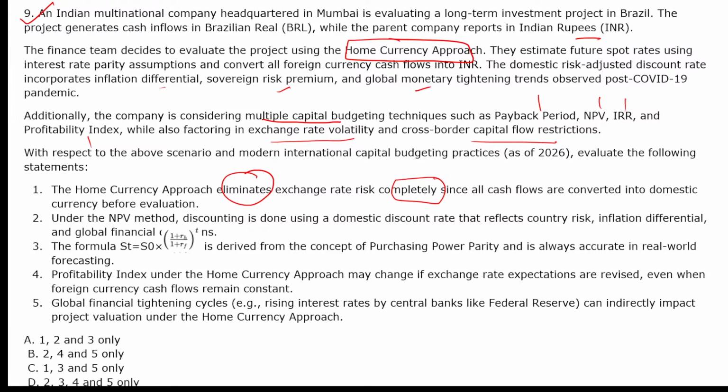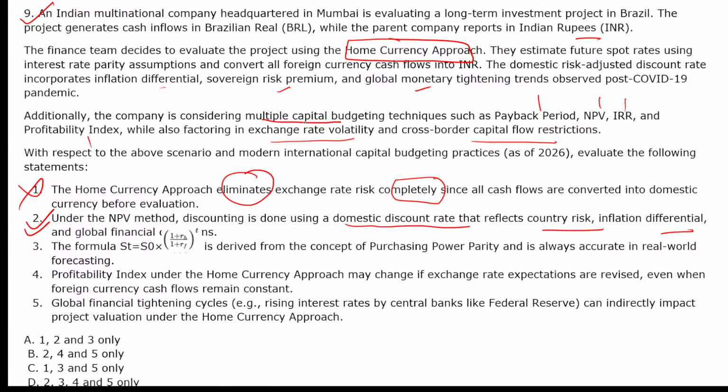Incorrect. You are only translating it. How are you eliminating the risk? You have only converted it into home currency. The risk is still there. So this is wrong. Statement number 1 is incorrect. Statement number 2. Under the NPV method, discounting is done using a domestic discount rate that reflects country risk, inflation differential, and global inflation indices. Correct. Statement number 2 is correct.